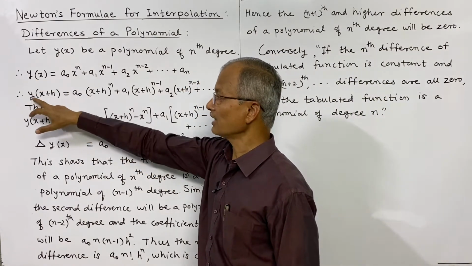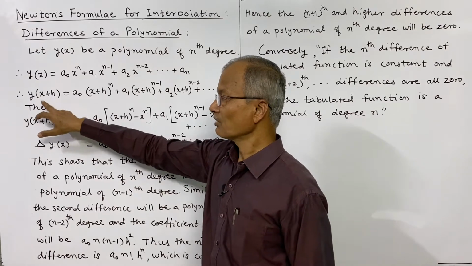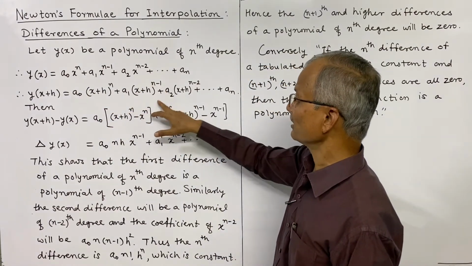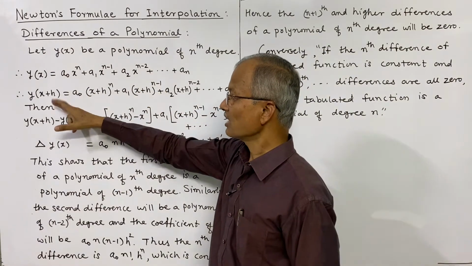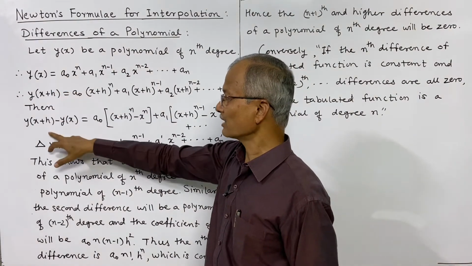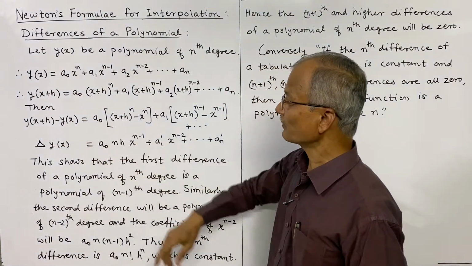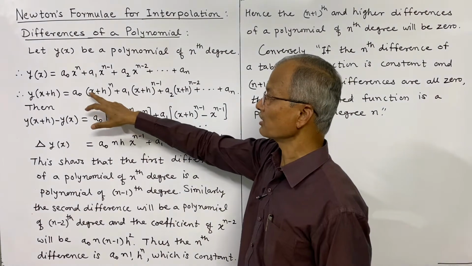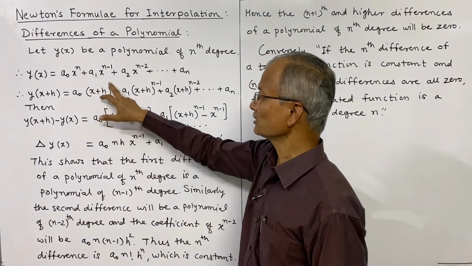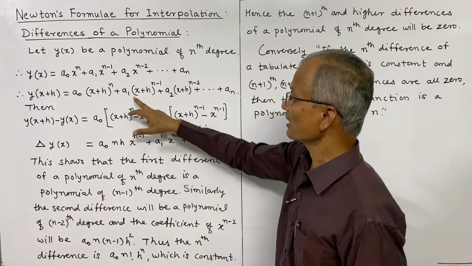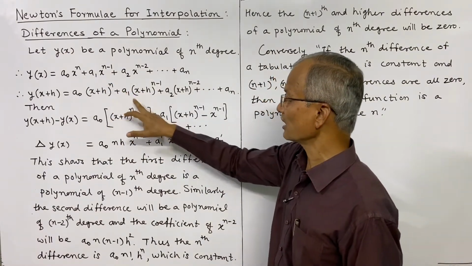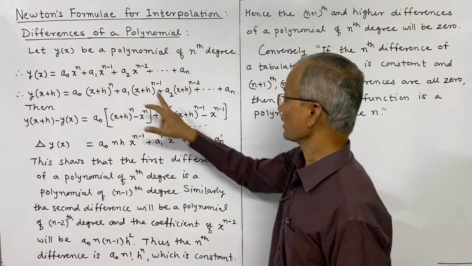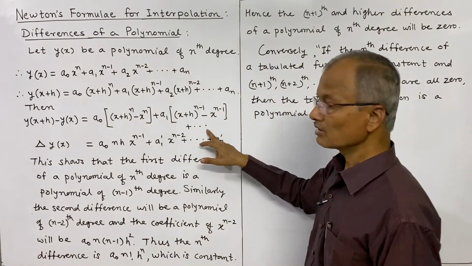Now from this we write the value of y at x plus h. Y of x plus h is easy to write. In place of x, write x plus h in each term. So that is y of x plus h. Now we take its difference, y of x plus h minus y of x, and the difference is written by subtracting the corresponding terms. A0 is common, x plus h power n minus x power n, plus a1 is taken common from these two terms, a1 in bracket x plus h power n minus 1 minus x to the power n minus 1, and so on, plus remaining terms.